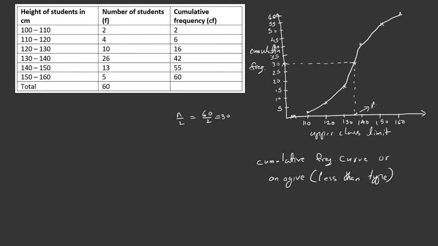So, this is the median, and that is in between 130 to 140 we can see, and the median in this data is 135.38. So, we can find the median of the data by plotting a cumulative frequency curve or an ogive.